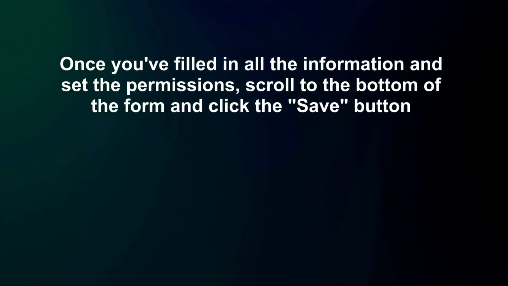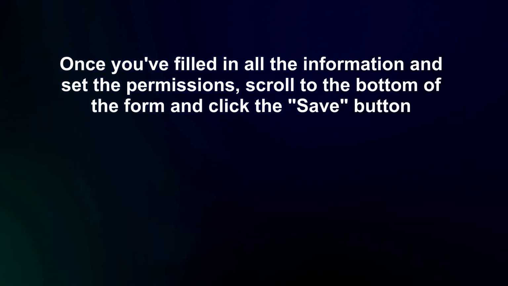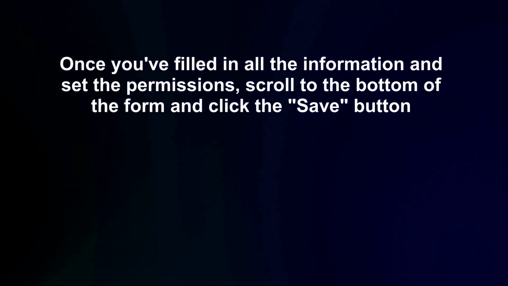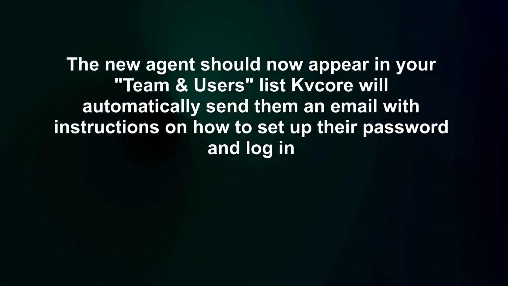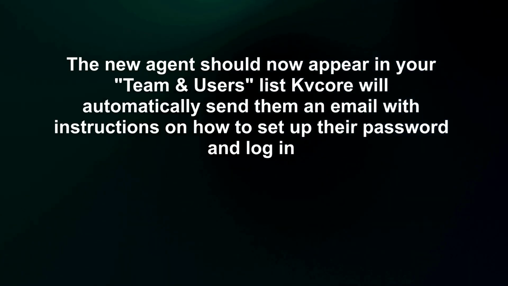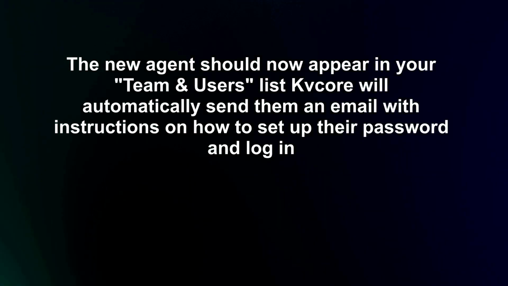Once you've filled in all the information and set the permissions, scroll to the bottom of the form and click the Save button. The new agent should now appear in your Team and Users list. Kvcore will automatically send them an email with instructions on how to set up their password and log in.